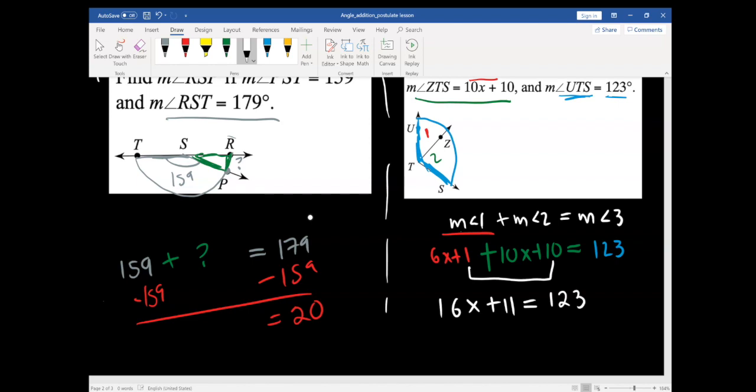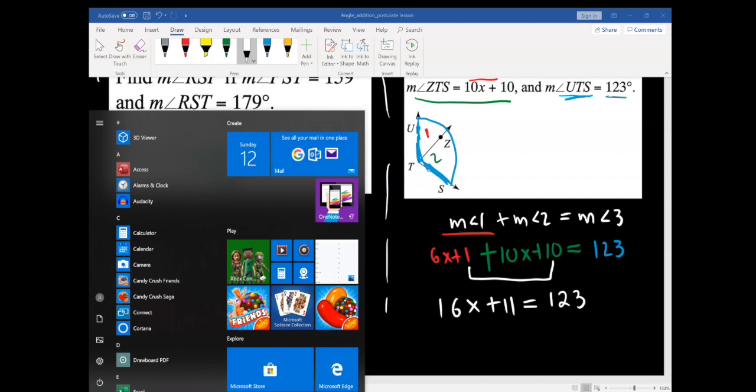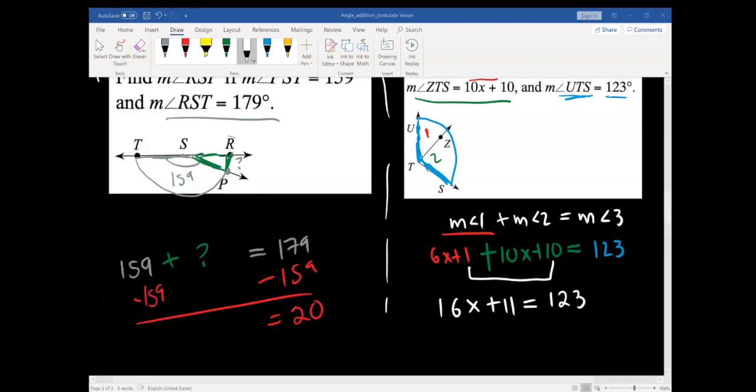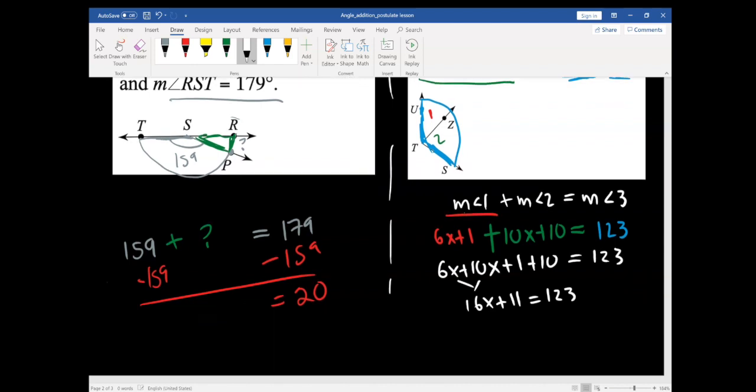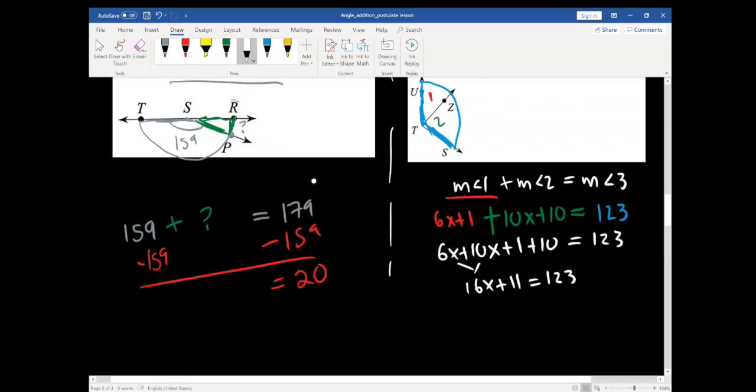Now, another way that you could have thought about this is the following way. You could have also written it this way, so just moving them around. So 6x plus 10x plus 1 plus 10 is equal to 123. So all I did was move them around, similar to what I said before. 1 plus 2 is the same thing as 2 plus 1, so moving them around does not change anything. So now there's going to be 16x plus 11 is equal to 123, which is the same thing that we got before.